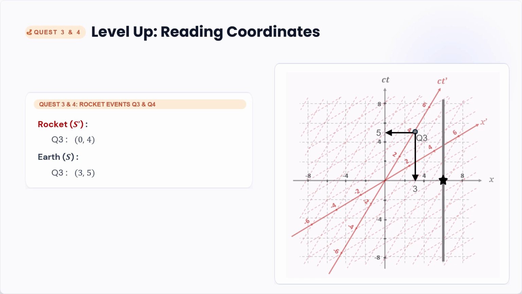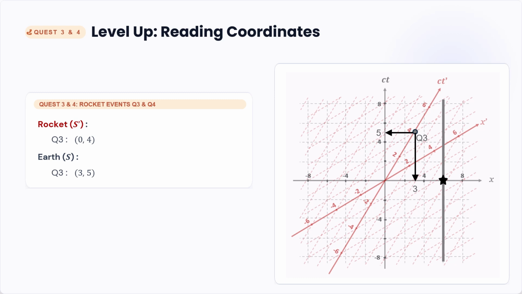For the rocket observer, it's an event happening right inside their stationary rocket at x prime equals 0. But for the Earth observer, it looks like an event happening far away. Absolutely perfect. Let's keep up this great tempo.